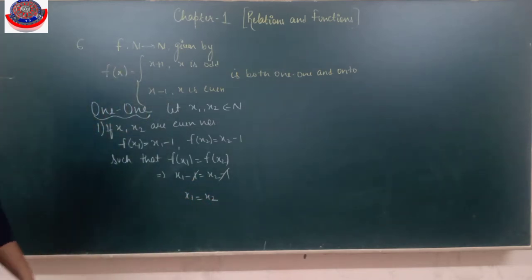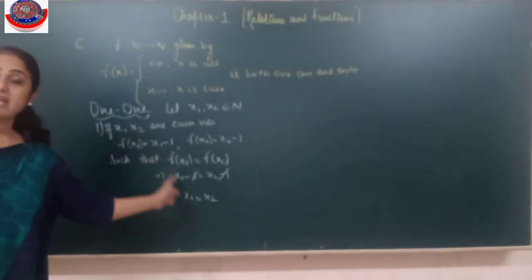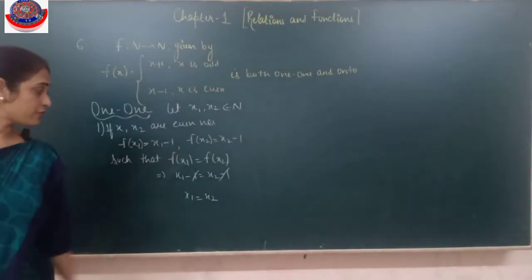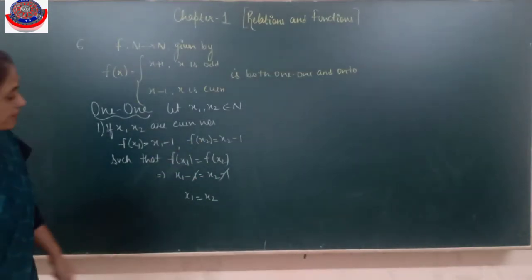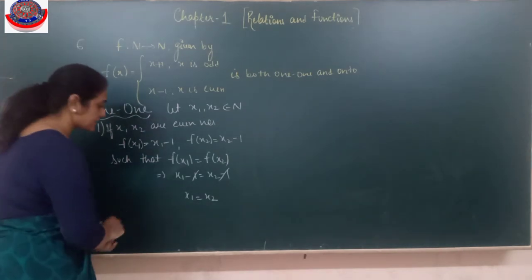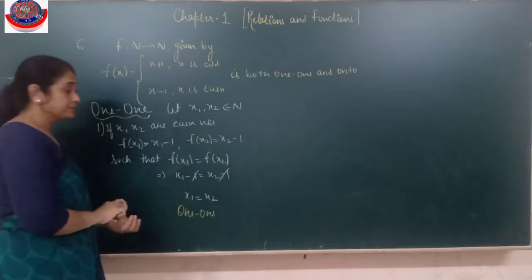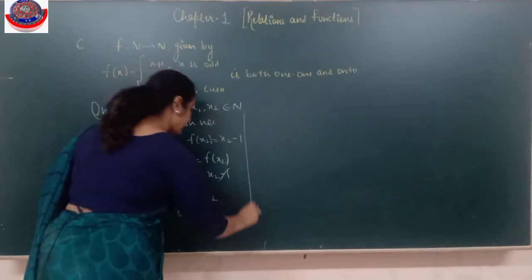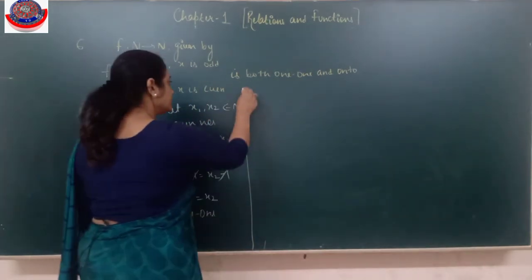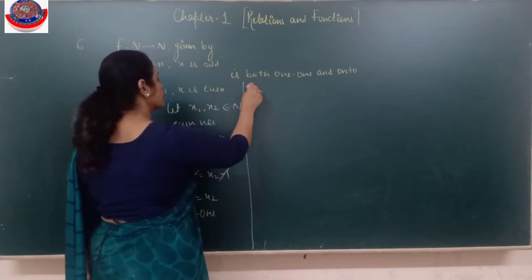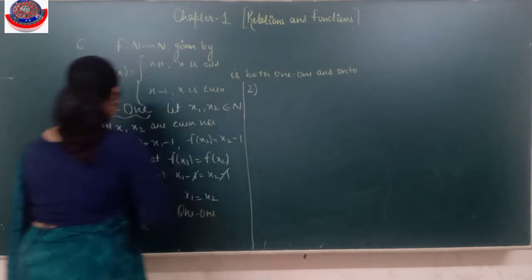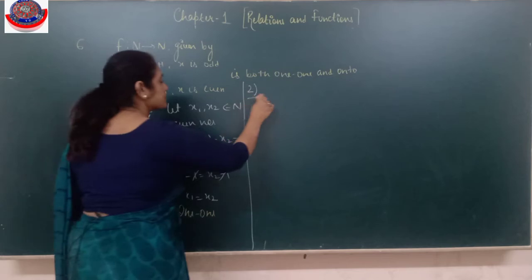That means when both are even, when I assume f of x1 is equal to f of x2, x1 is equal to x2 comes out. So in this case it is 1, 1. Clear? Let's pick up the second case. Case 2. This was case 1. Let's pick up case 2.